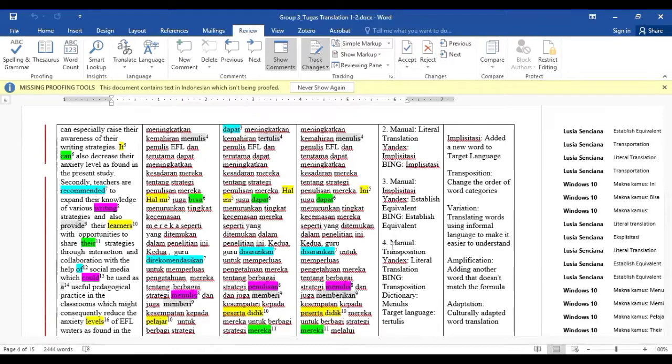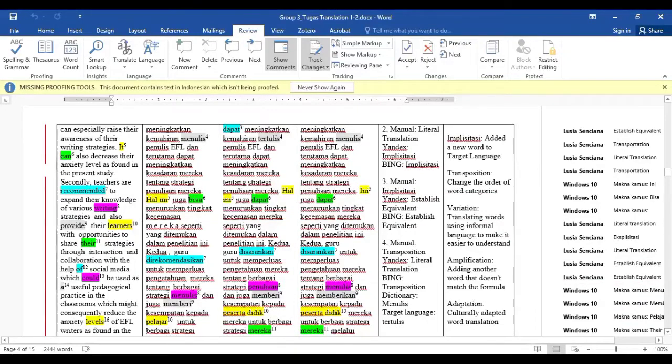Transposition is change the order of word categories. And in the Yandex is literal translation. Literal translation is word by word translation process, and in the Bing translation, same with manual translation, this is transposition, is change the order of word categories.